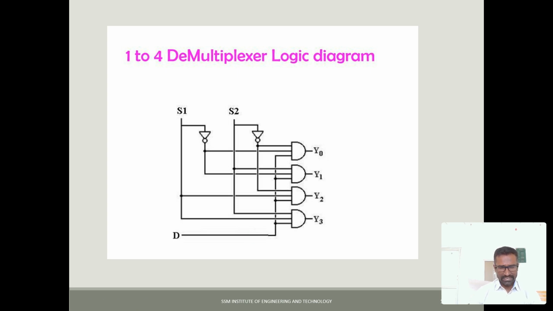There are two selection lines S1 and S0, and the data line. Here I'm using only AND gates and NOT gates. There is no OR gate because I need multiple outputs. Single input, multiple outputs. D is a single line connected to all the AND gates. The remaining inputs come from the selection lines. Here I'm using two selection lines, so the two selection lines are inputs, and one more data input is given to every AND gate. So the outputs are Y0, Y1, Y2, and Y3.